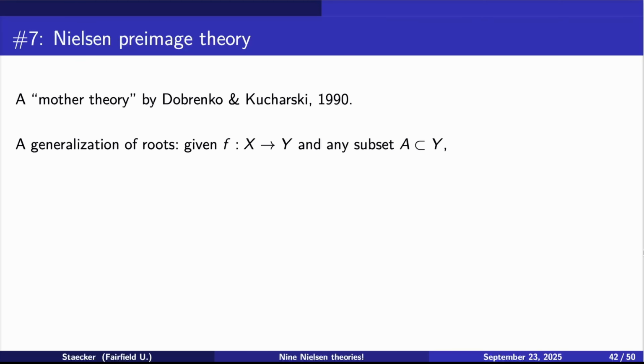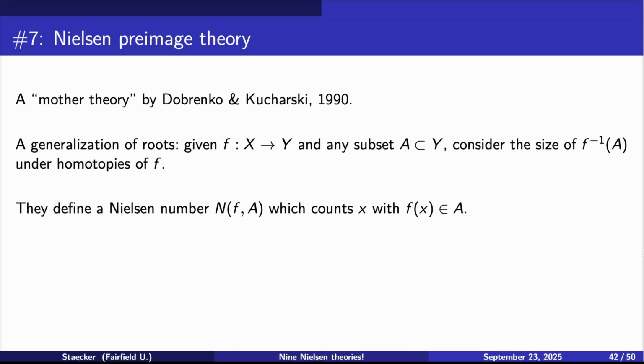It says if I have any map, just one map, and just a subset in the codomain, and then I ask about what is the size of f inverse of A under homotopies of f? This is the pre-image. What's the cardinality of the pre-image of that set? All right? This is more general than root would be if this is just a single point, but this is more general about a larger set, right? They define a pre-image Nielsen number, N of f comma A. It counts how many x there are in the domain which have f of x in the set A.